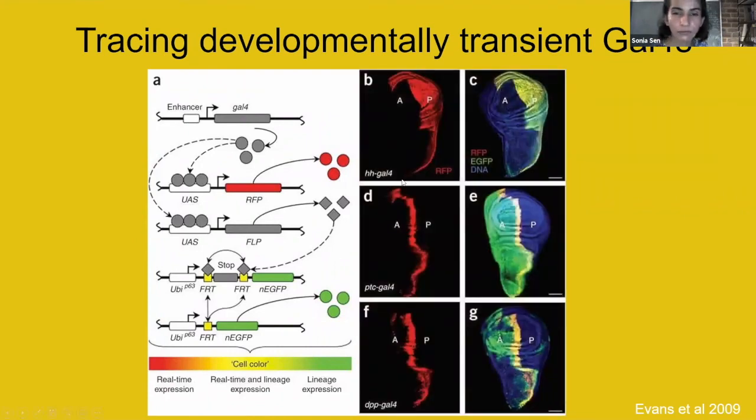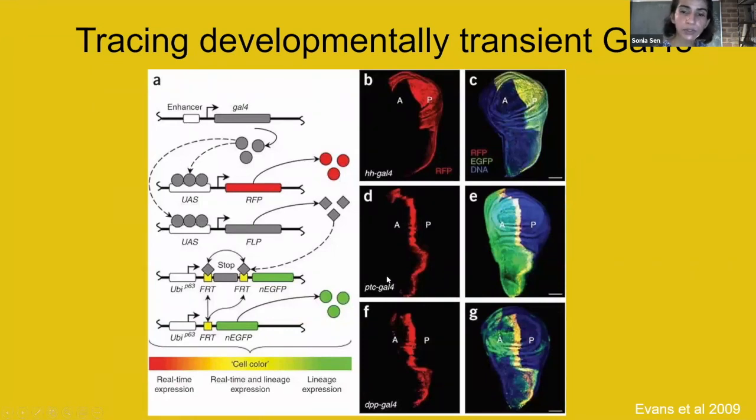So here are 3 GAL4 lines, hedgehog, patched, and DPP. And you can see that they're looking at L3 larval wing discs, and you can see in red, hedgehog is expressed in this pattern. And it looks like green coincides with that. So developmentally also it was expressed here.